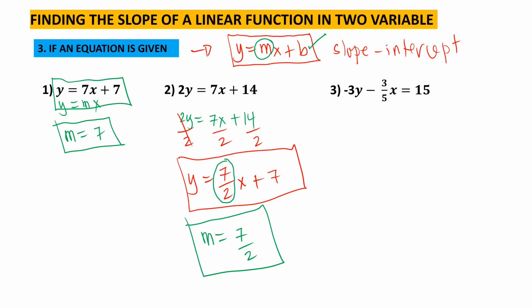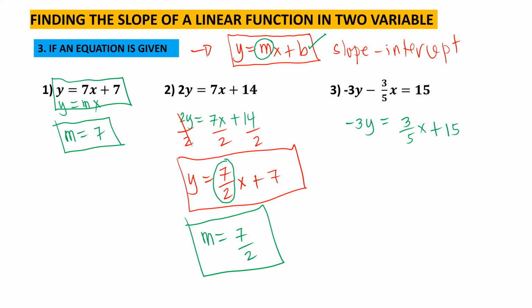Let's proceed to number 3. This time, we are still to adjust this into its slope-intercept form. Negative 3y will be left on the left side. The negative 3/5 will become positive 3/5, and the 15 will be positive still because it's already on the right side. Okay, but this time, remember that there is a negative 3 with a y.